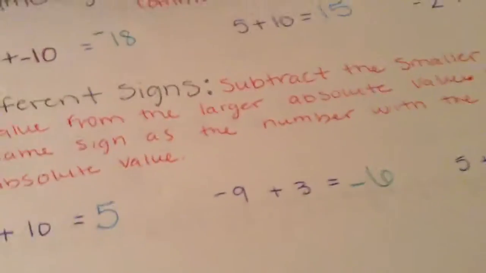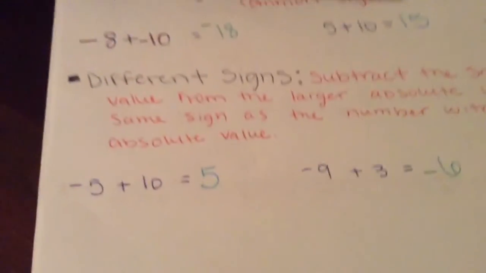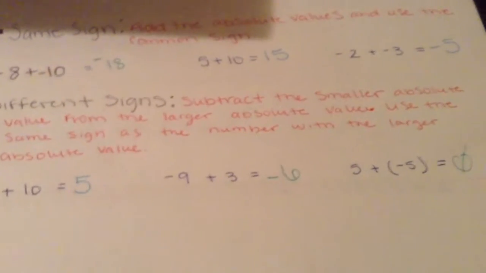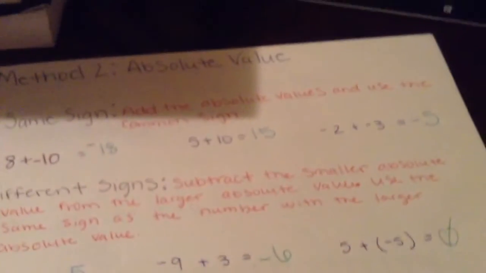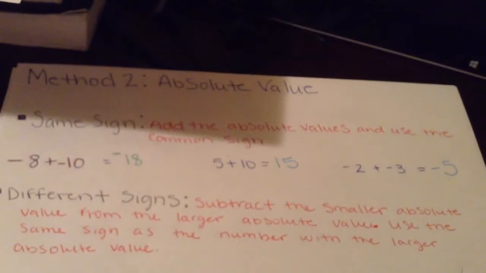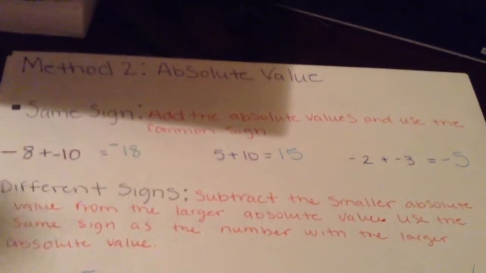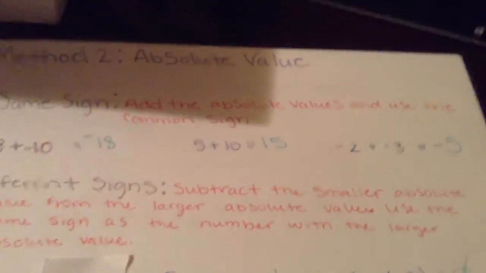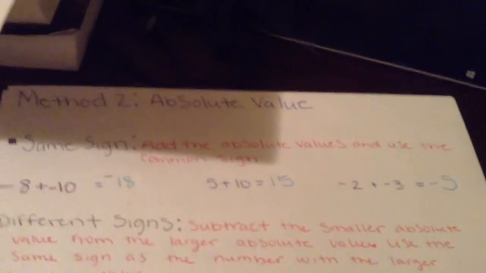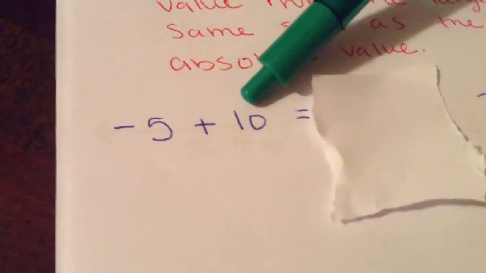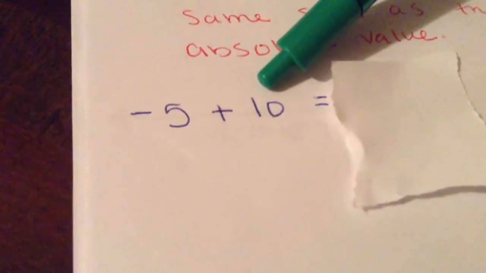Okay. Looking at our different signs, subtract the smaller absolute value from the larger absolute value. Use the same sign as the number with the larger absolute value. So looking at our negative 5 plus 10. 10 is definitely our larger number in this problem, so our answer is definitely going to be a positive.